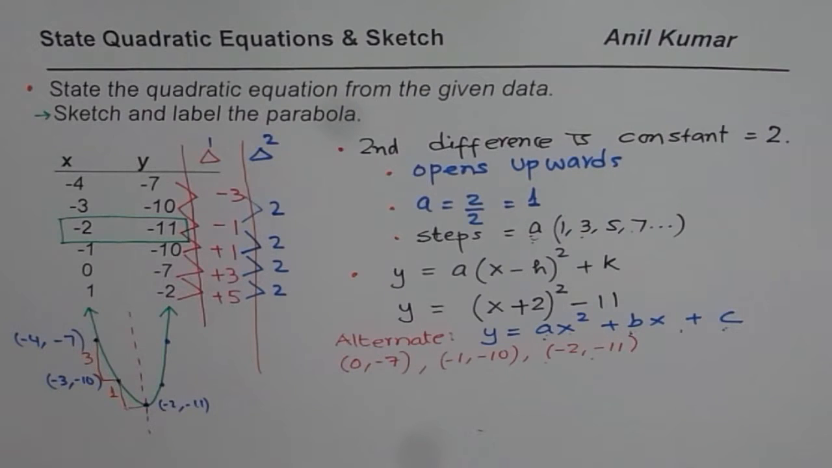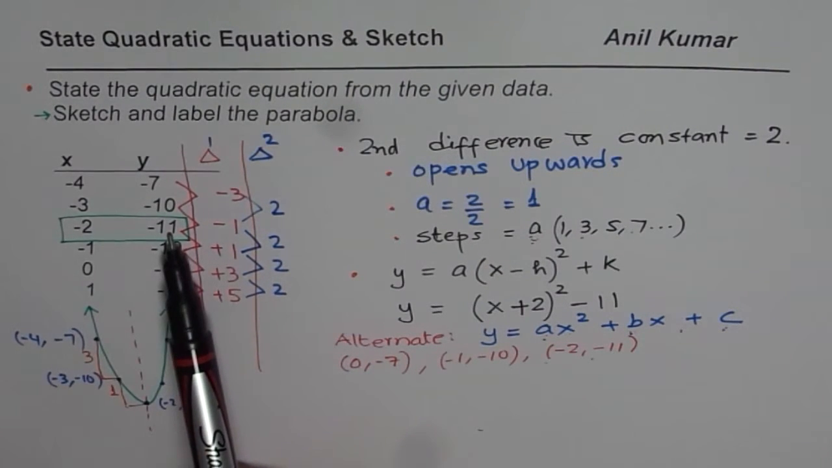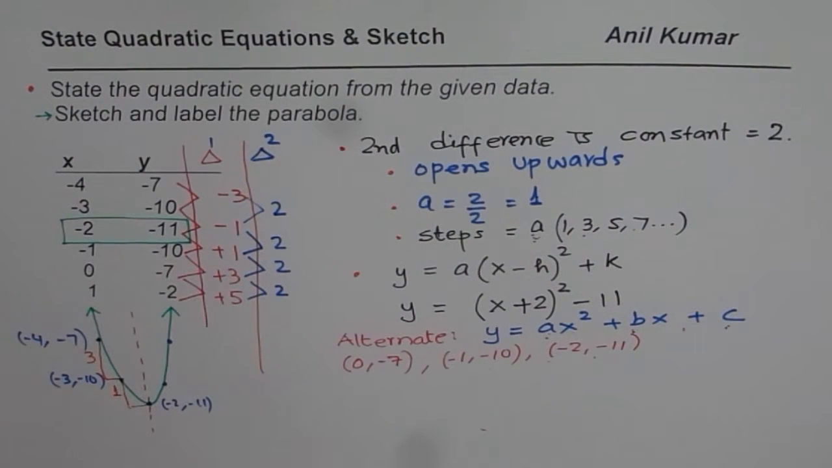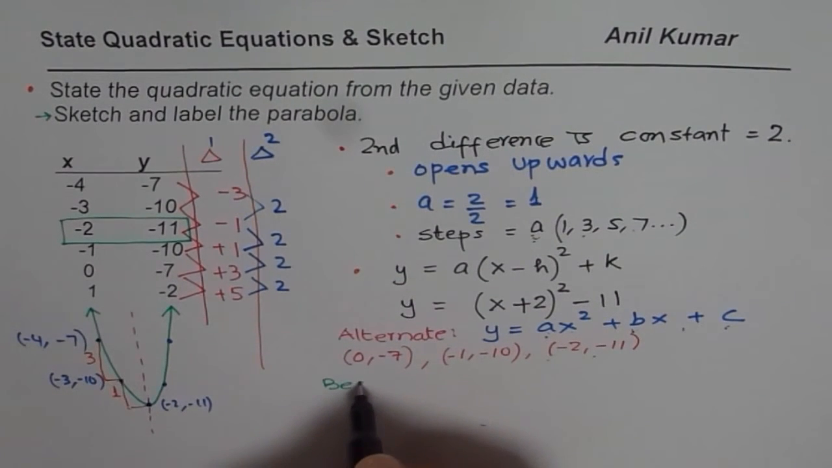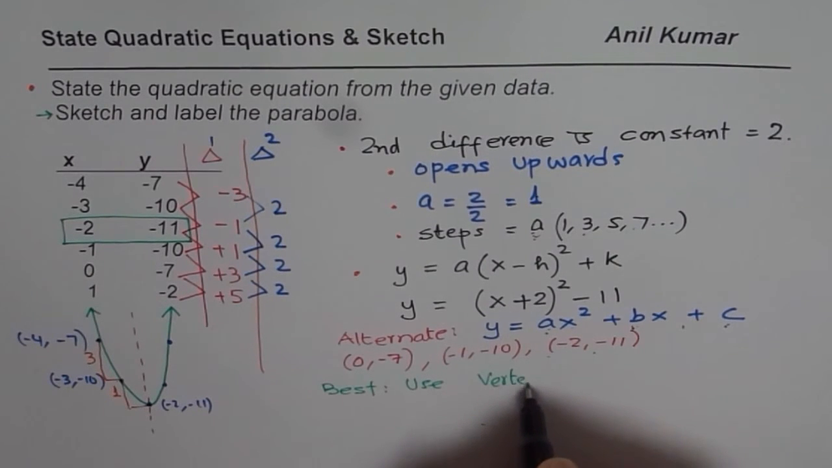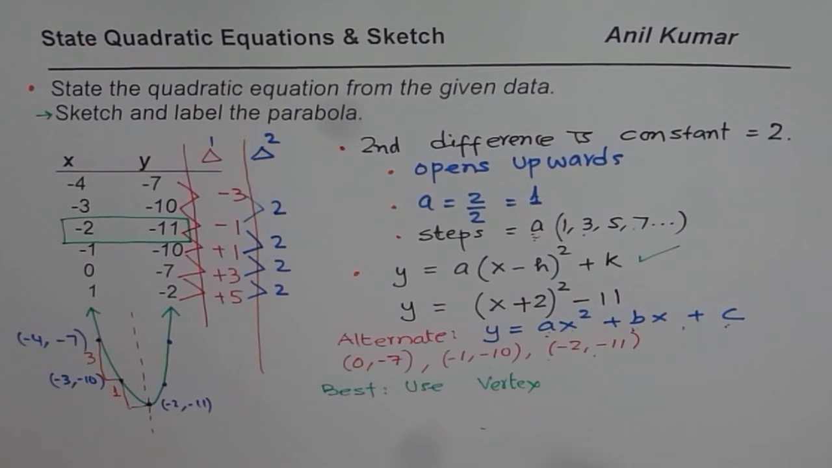But it's all up to you, right? In this case, since we can clearly identify the vertex, vertex form is best. So let me write very clearly here. The best method will be to use vertex form, like I have used here, right? And get the equation in simple steps without any calculation.